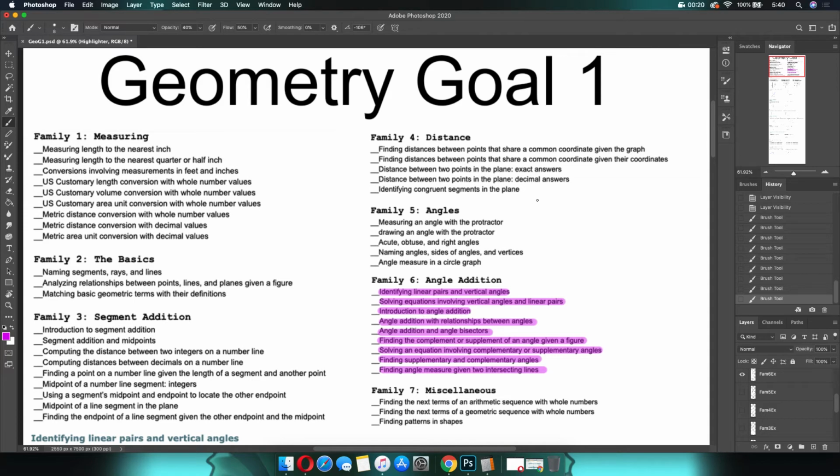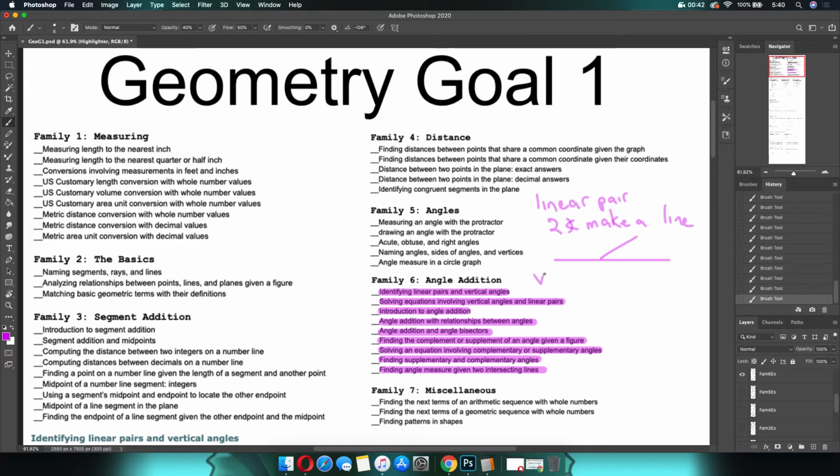So first things first, linear pair. That means you have two angles that make a line. So there's a line. Now I've cut it into two angles. That's a linear pair. That's all it is.